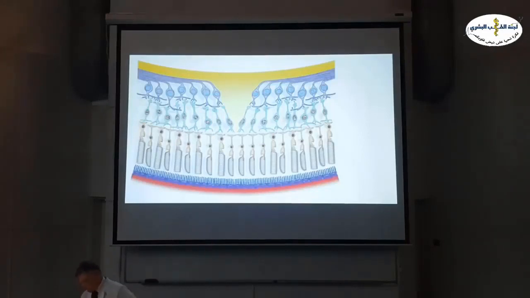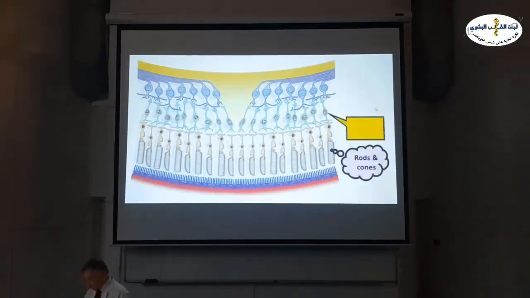This is a diagram of the basic layers of the retina. This is the pigmented layer. This layer here is the layer of rods and cones, the receptors for light. It has nuclei. See, rods and cones are cells. Then the middle layer we have neurons. They are called bipolar neurons.